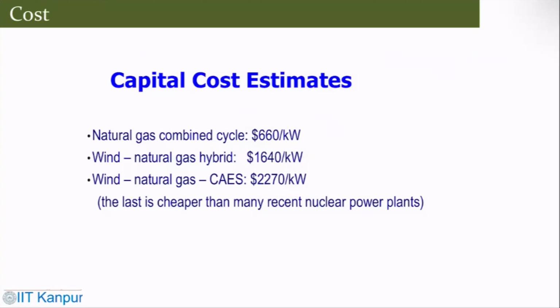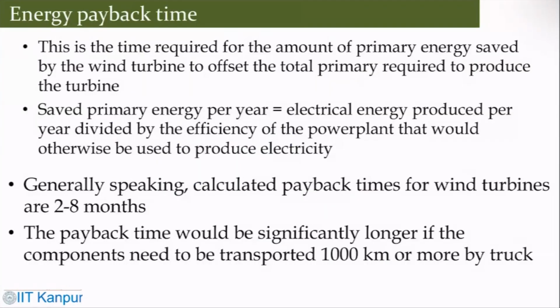So if you look at the cost, natural gas combined cycle has $660 to 1640, because this one is cheaper. This is the time required for the amount of primary energy saved by the wind turbine to offset the total primary energy required to produce the turbine. So obviously, saved primary energy per year is the electrical energy produced per year divided by the efficiency of the power plant that would otherwise be used to produce electricity. Generally speaking, calculated payback times for wind turbines are 2 to 8 months.